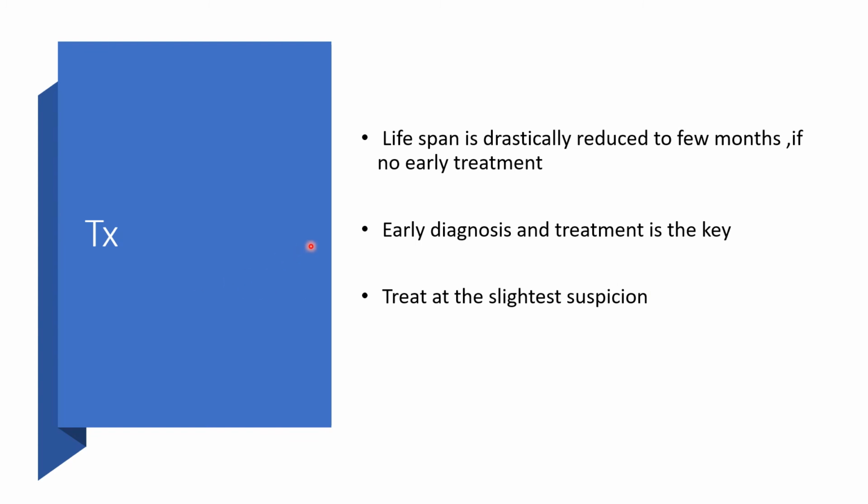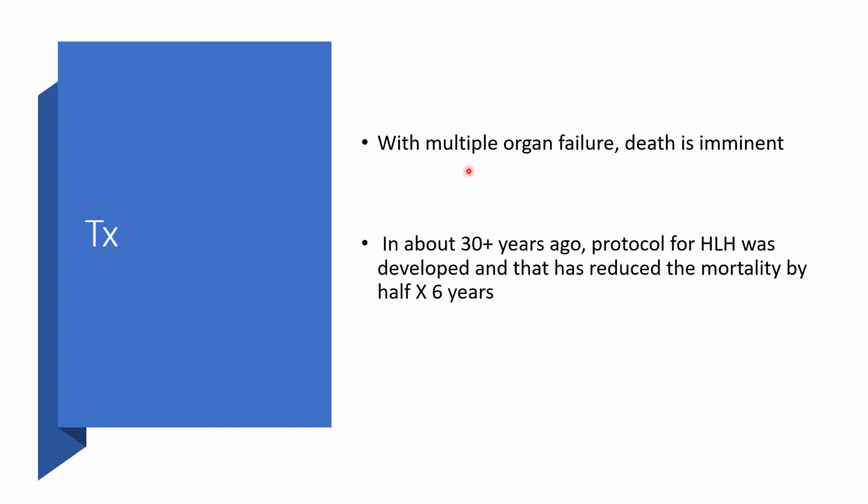Now, the treatment. The lifespan is drastically reduced to just a few months. Why is that? If there is no early treatment. So, early suspicion, correct diagnosis, ruling out any other possible diagnosis if definitive diagnosis is not made will be pretty helpful, and start treatment on time. Early diagnosis and treatment is the key. Treat at the slightest suspicion. With multiple organ failure, death is imminent.